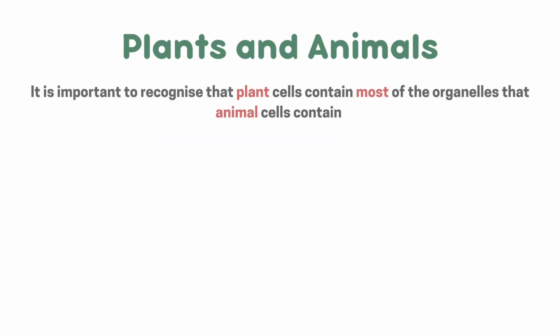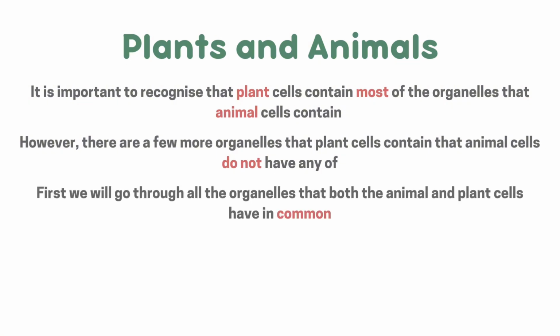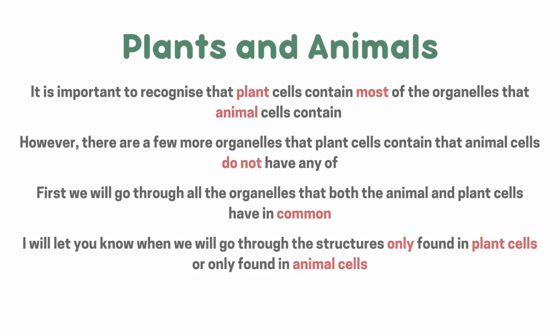It is important to recognise that plant cells contain most of the organelles that animal cells contain. However, there are a few more organelles that plant cells contain that animal cells do not have any of. First, we will go through all the organelles that both the animal and plant cells have in common. I will let you know when we will go through the structures only found in plant cells or only found in animal cells.